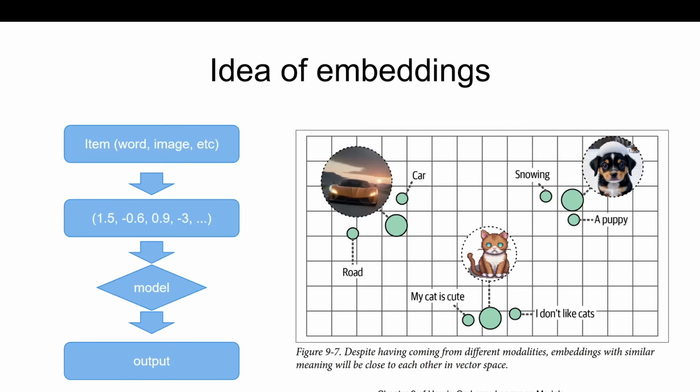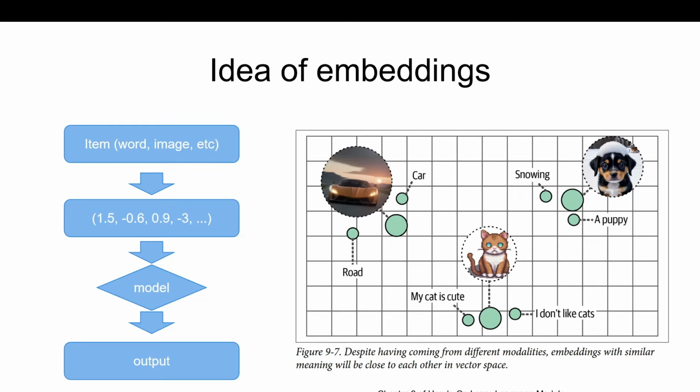So let's get started. The first thing I want to talk about is the main idea of embeddings. So why do we need embeddings in the first place? Embeddings are important for machine learning models because machine learning models need to take numerical data as inputs. They cannot take raw images or raw text as inputs. So first, we need to convert the words or images into a numerical representation.